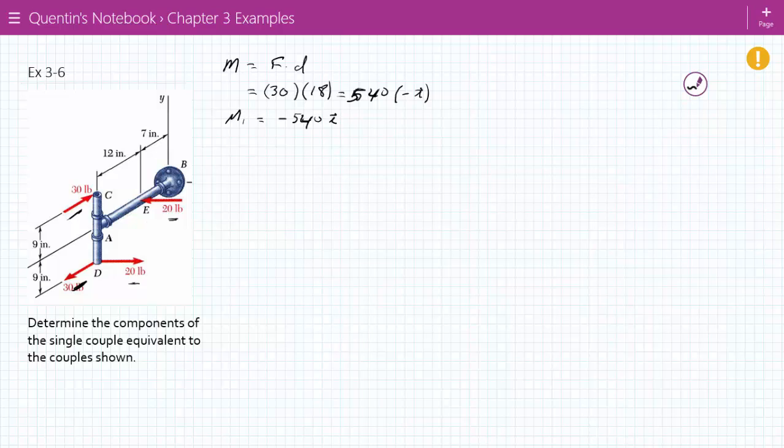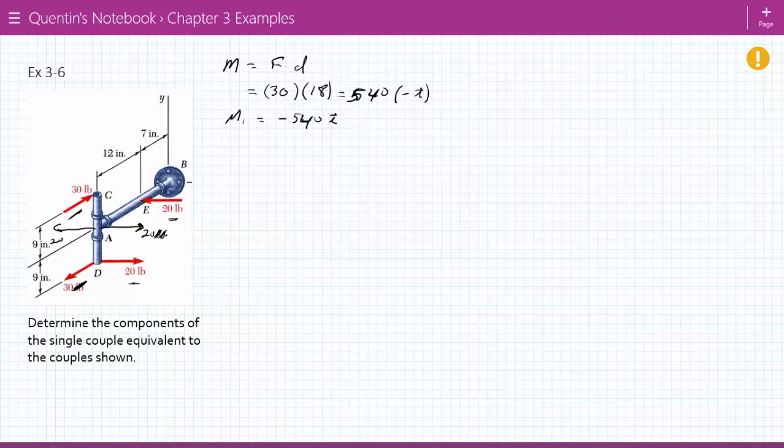Okay. Now let's look at the 20-pound one. The 20-pound one is not as obvious, right? They're equal and opposite, but there's some offset. So the moment is going to be not lined up with one of the axes. And so instead, let's do this. Let's go at point A, and let's add a 20-pound force there. But if we add a force, we need to add the equal and opposite 20 pounds there.